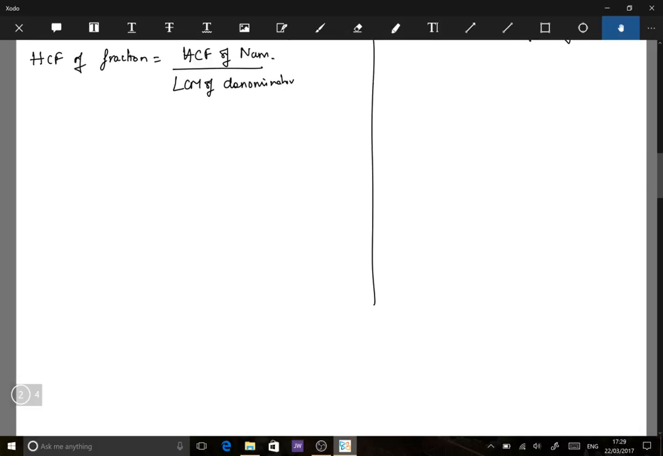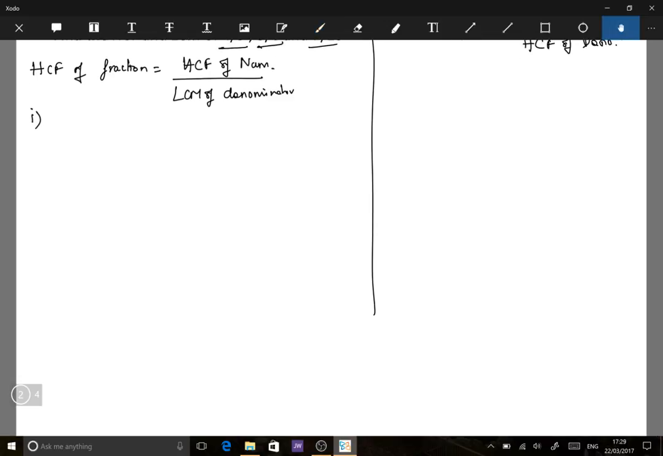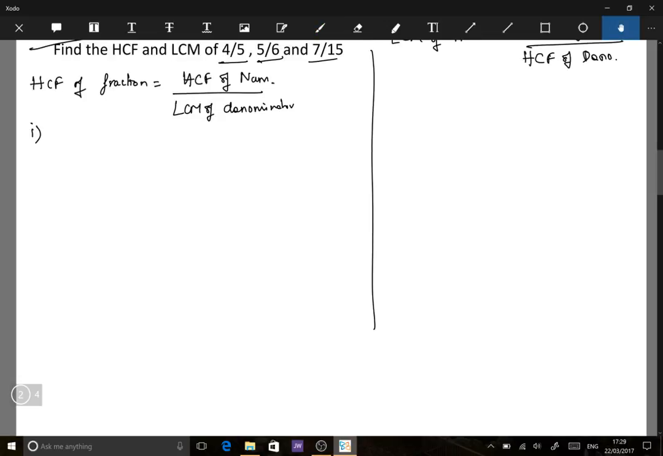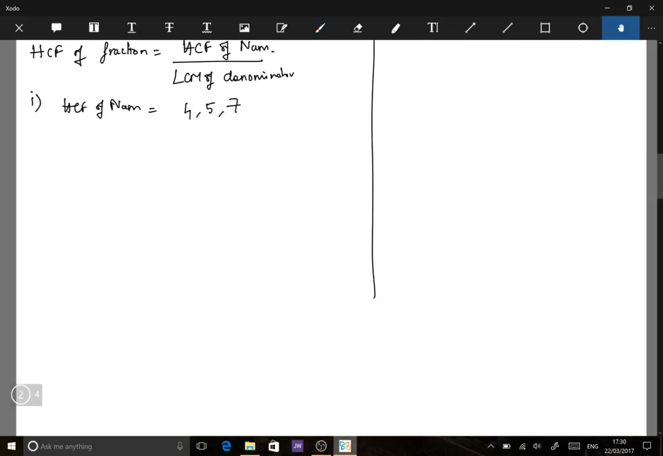Kindly follow. Now we are going to solve the first one. We are going to find the HCF of the fractions. So for that we have to find the HCF of the numerator. What are all the numerators? Numerators are 4, 5 and 7. See, 4 can be written as 2 into 2. 5 can be written as 5. 7 can be written as 7. There are no other multiples possible, right?